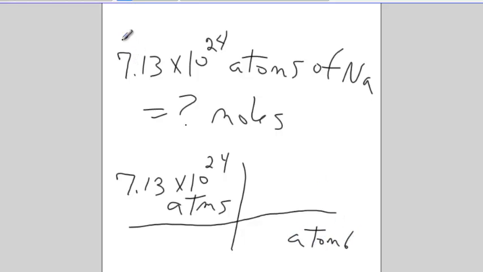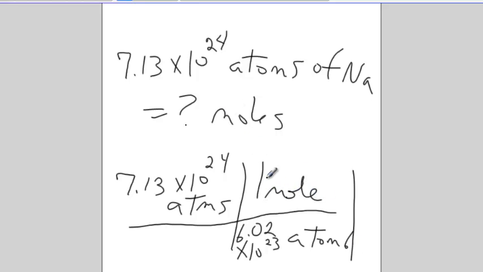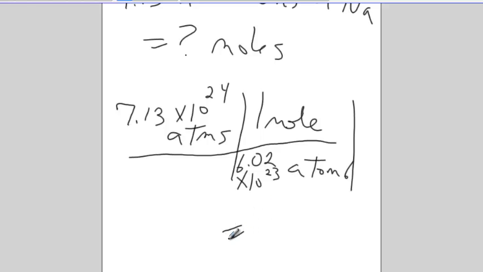Well, I know that there's 6.02 times 10 to the 23rd atoms in 1 mole. Oh look, I'm trying to find moles, so I'm done. I can stop there. I get out my calculator. 7.13 E24 divided by 6.02 E23 equals 11.8 moles. A simple one-step dimensional analysis problem.